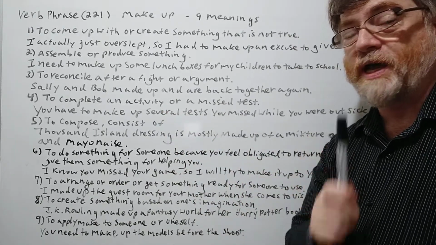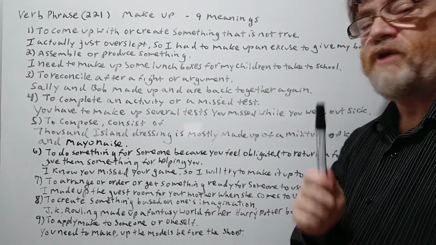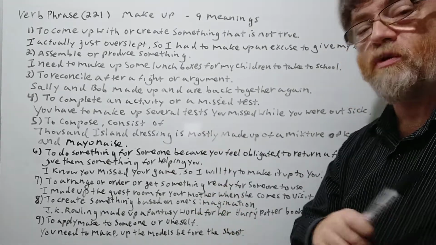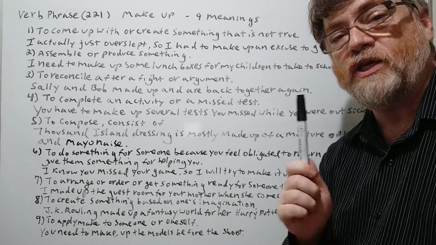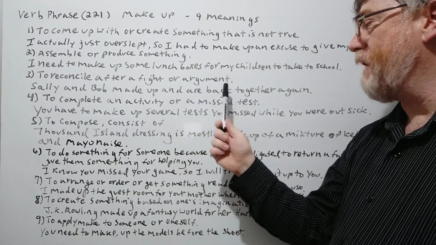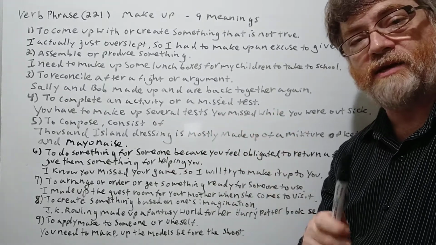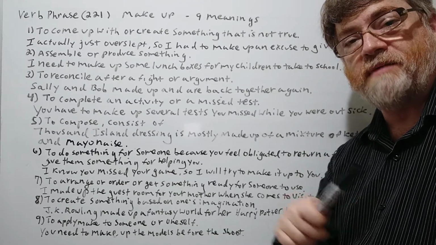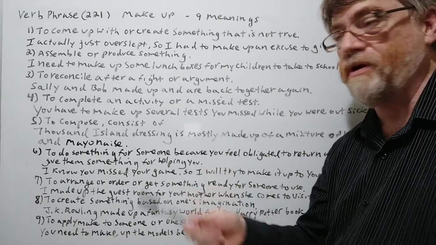Number 3 here, to reconcile after a fight or argument. We often use make up, it is very common for this. So if you had a fight with someone and then you want to return to being friends, or in this case, romantic partners, we often say that you make up. So Sally and Bob made up and are back together again, meaning that they are probably dating again. They probably had a fight where they split up and now they made up, they are back together again.